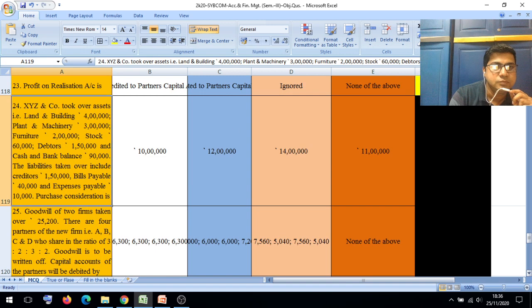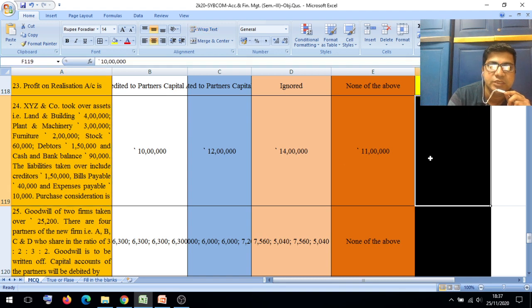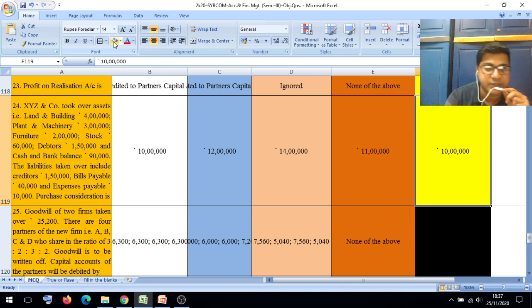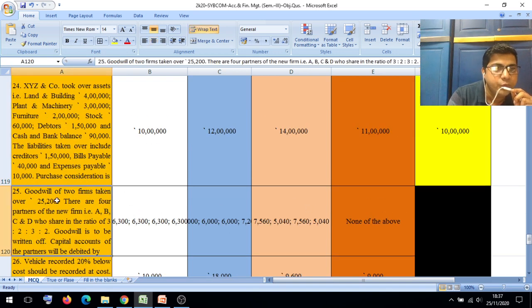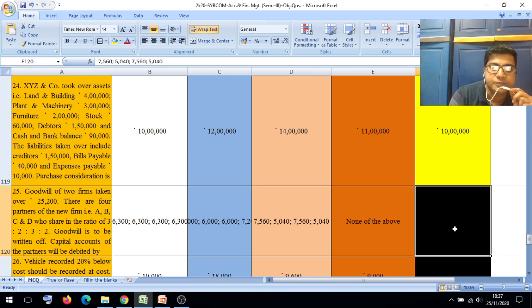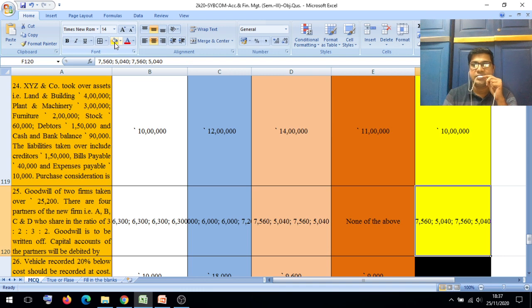Then friends, this is a particular question. X, Y and Z company took over the assets: land and building 4 lakhs, plant and machinery 3 lakhs, furniture 2 lakhs, stock 60,000, debtors 1,50,000, cash balance 90,000. And liabilities taken over include creditors 1,50,000, bills payable 40,000, expenses payable 10,000. The purchase consideration, that you have to calculate, is 10 lakhs. Goodwill of two firms taken over is rupees 25,200. There are 4 partners in the new firm A, B, C, D in the ratio of 3:2, and goodwill is to be written off. The capital accounts of the partners will be debited by the amount 7560, 5040, 7560, 5040. That you have to calculate.